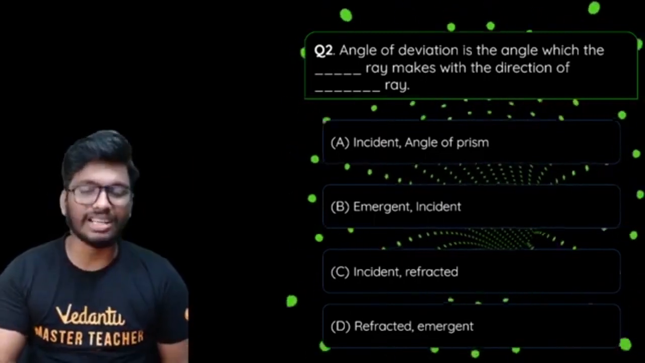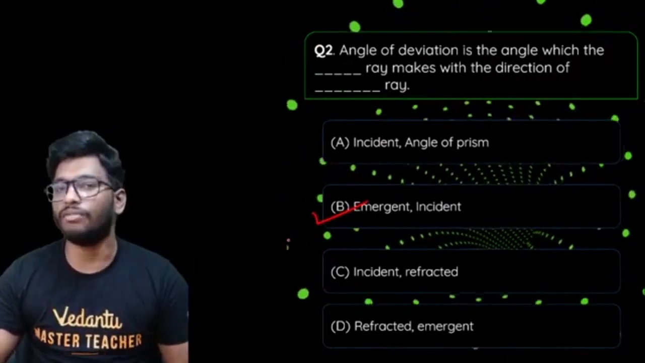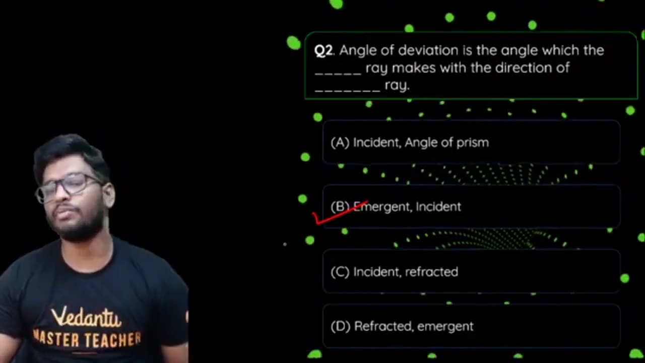The answer is very, very simple. The angle formed between the emergent ray and the incident ray is your angle of deviation. There's no doubt about it. That would be the right answer.